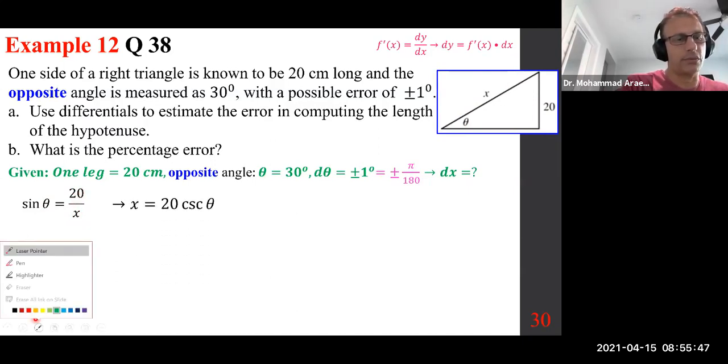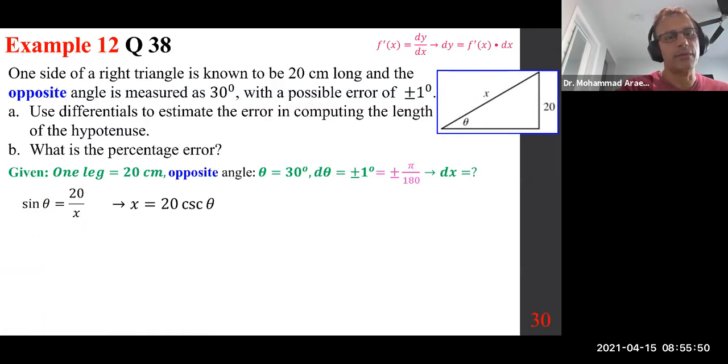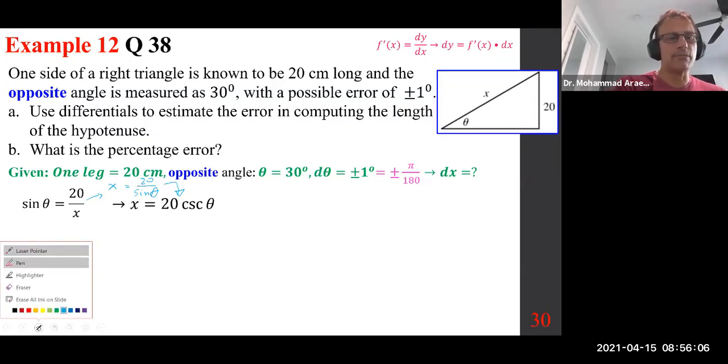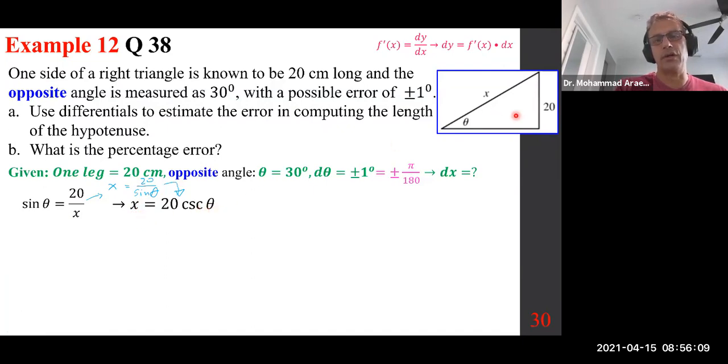If you want, I can write it for you. From here, you can say x equals 20 over sine theta, and we want to avoid the quotient rule. That's why we put it this way. Therefore, if I go with dx d theta, class, we are going to remember x is a function of theta according to this, and that's what we want. Therefore, we can find the derivative of this function, dx d theta, which is 20, and the derivative of cosecant is negative cosecant cotangent. Remember, dy is f prime of x dx, therefore dx is the right side times d theta.